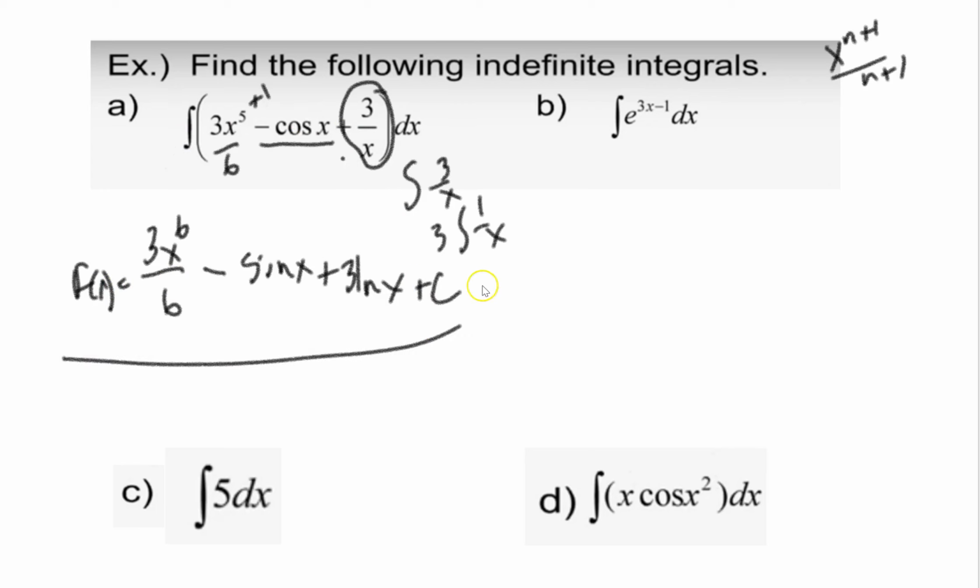And that's how you integrate. Remember, you add 1 to the power, divide by the new power. Integral of cosine is sine. That's natural log.